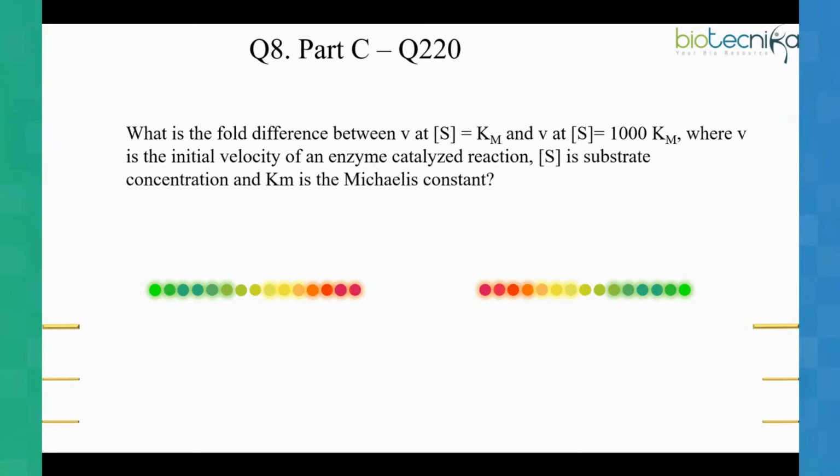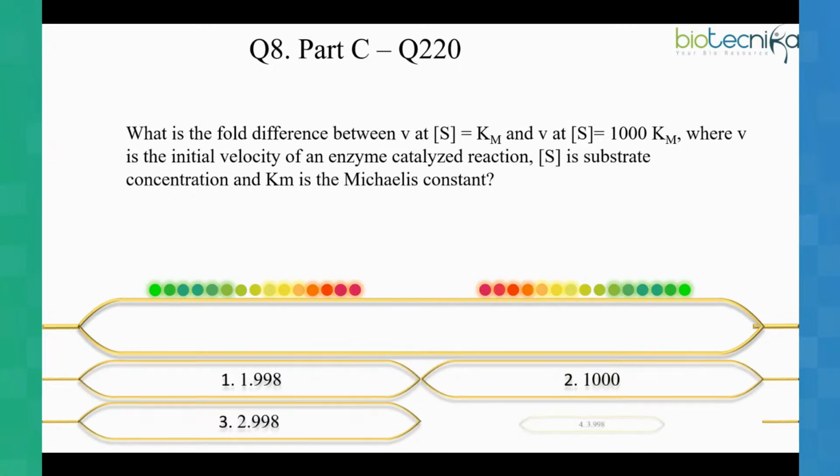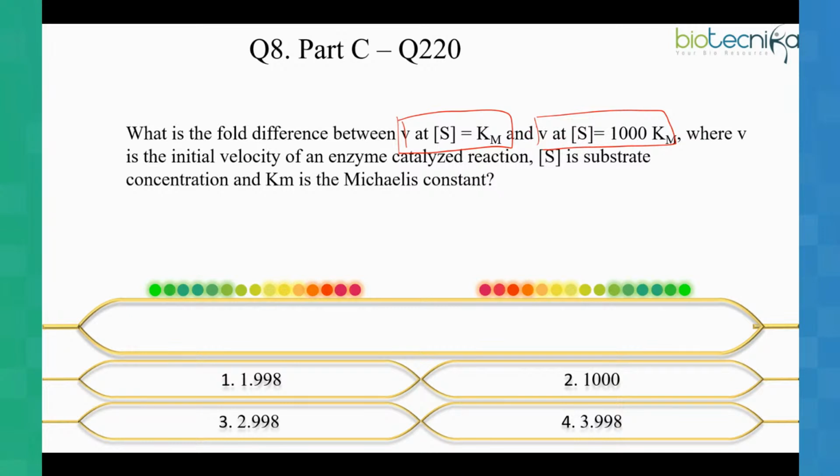Next question, again from June 2024 only. What is the fold difference between V at substrate equal to Km, and V at substrate equal to 1000 Km? This is a very simple one. You just have to use the kinetics by substituting S with Km in one equation and substituting S with 1000 Km in another equation.